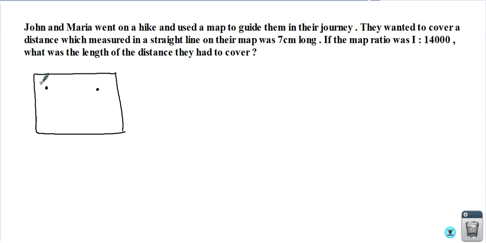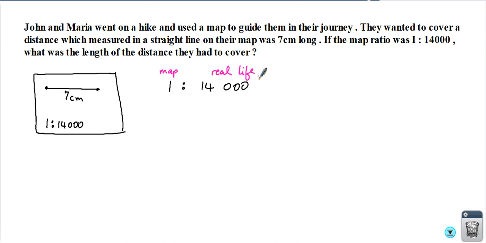So they had to cover a distance. That distance was 7 centimeters long. The map ratio was 1:14,000. And we need to find the distance which they had to cover. So let us see. We're always going to start from the map ratio. So we have the map ratio 1:14,000. Let's remember a little bit what those two numbers represent. So 1 represents distance on the map, while 14,000 represents distance in real life.